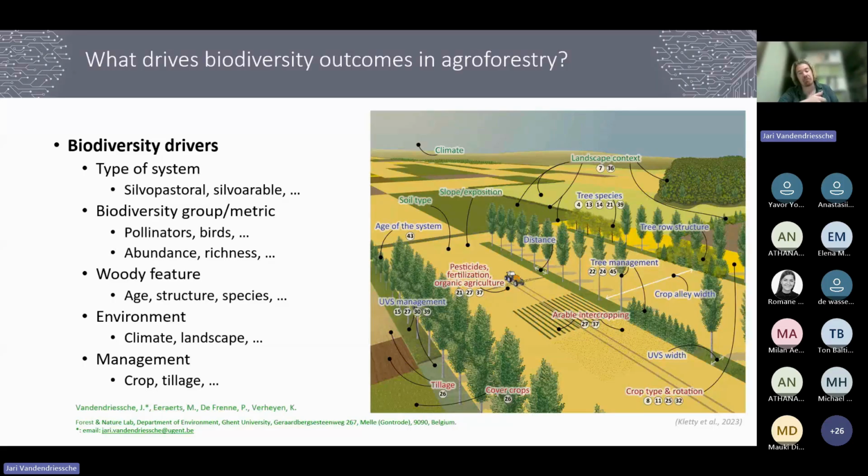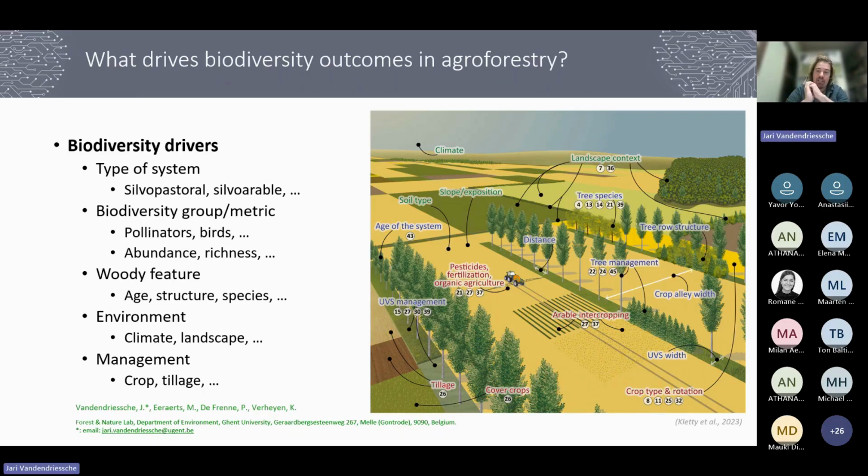And what drivers do we suppose are occurring in agroforestry systems? So first, the type of system. Within agroforestry, which is highly diverse, you have food forests, silvopastoral systems, silvo-arable systems. It is expected that there is quite some difference in the behavior of biodiversity gains or losses throughout these systems. But also, like I said, throughout different biodiversity groups, like pollinators or birds, and also at what aspect of biodiversity you're looking at. So you can look at the abundance, the quantity of organisms that occur on a certain field, but also at the richness, the amount of species that you have on a field.